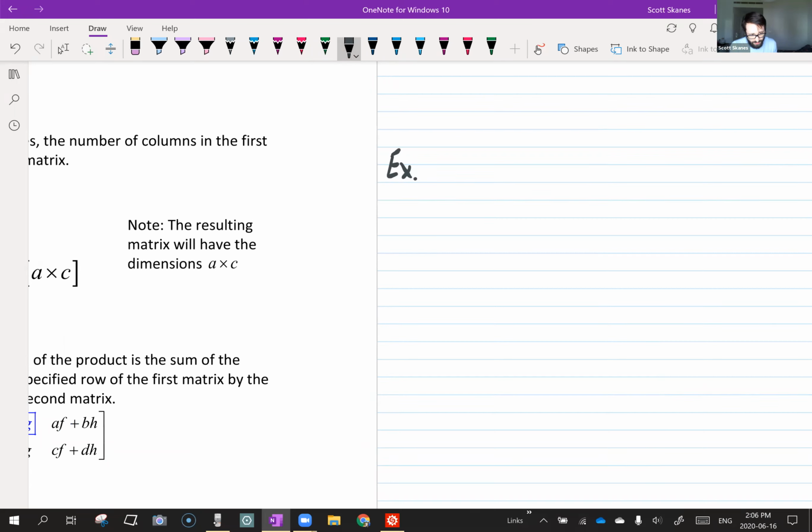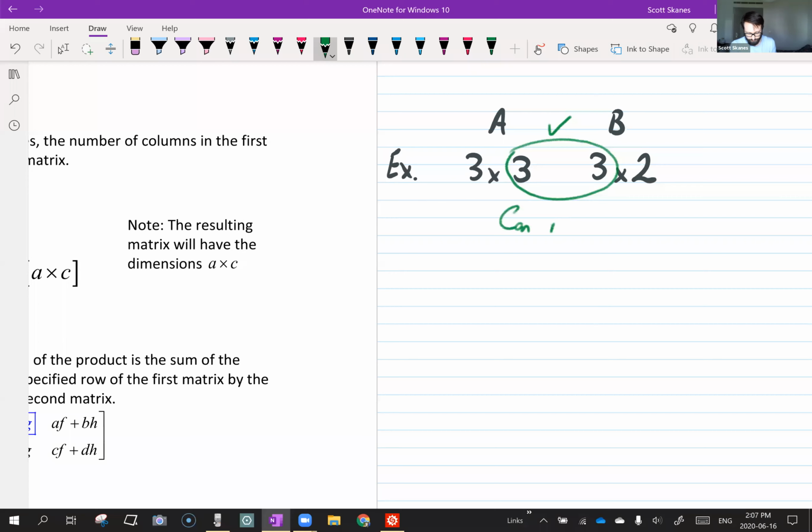If you want to multiply two matrices, they have to have the same number of columns in the first one as the rows in the second one. So for example, if you had a matrix A and a matrix B, the first one was 3 by 3 and the second one was 3 by 2, you need to just check, are these the same? And if they are, then you can multiply them. And in fact, the resulting matrix will be a 3 by 2 in the end.